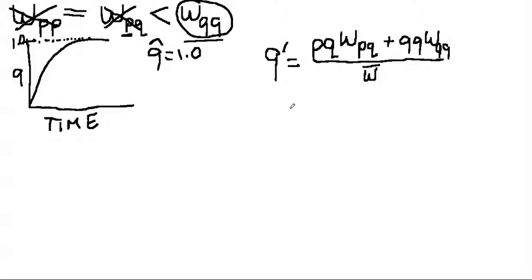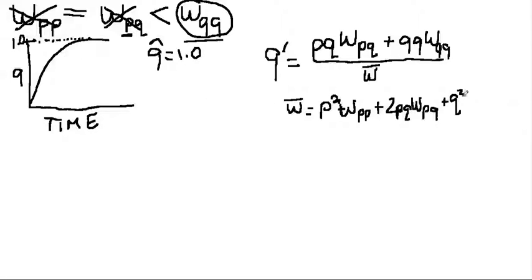And we're going to divide that by the average fitness in the system. Now, two quick points to remember is that W bar, the average fitness, is equal to P squared WPP plus 2PQ WPQ plus Q squared WQQ.